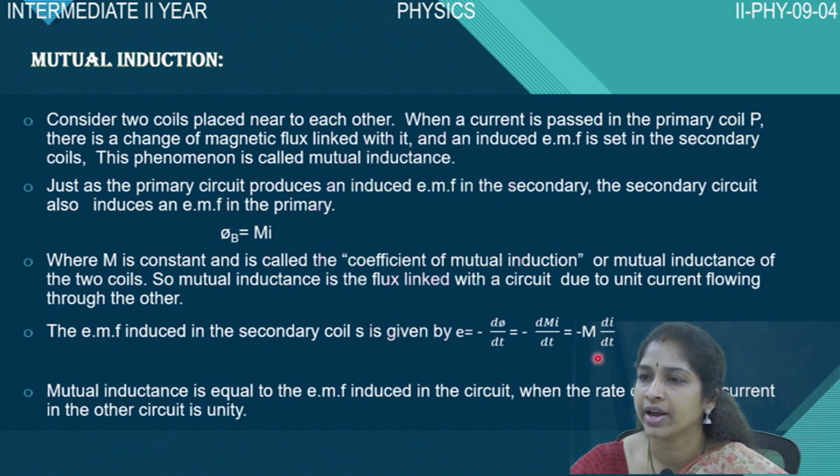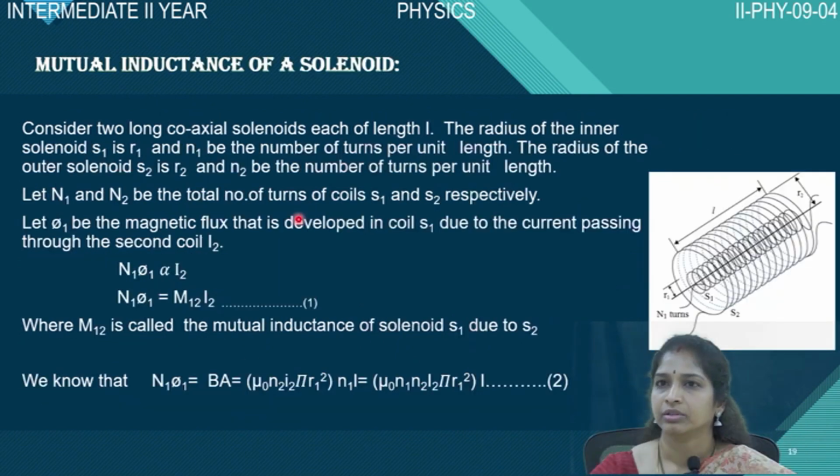So that is called the coefficient of mutual induction, or we can also call it mutual inductance. Now the next topic is mutual inductance of a solenoid. Just like how we discussed the self-inductance of a solenoid, we are going to discuss the mutual inductance of a solenoid. Mutual inductance is what?